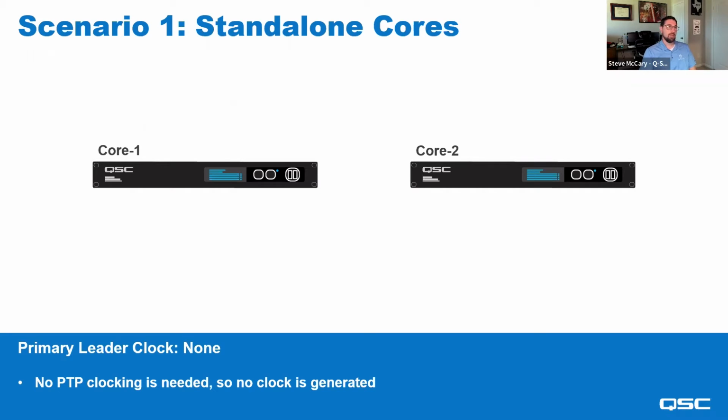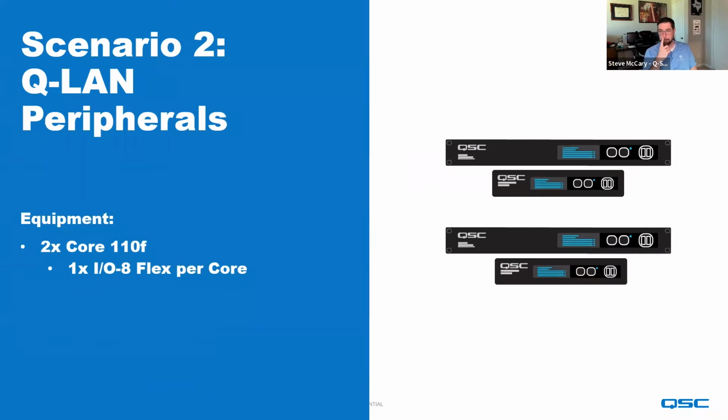Q-SYS cores have a method where if they don't detect anything that needs clocking, they won't generate clocking packets. This started around 7.2-ish, early 7s firmware. And there actually is a way, and I'll show you that later on in the deck, where we can actually force on the clocking inside design properties, just in case there is something that you need to clock with that the core doesn't natively recognize as requiring clocking.